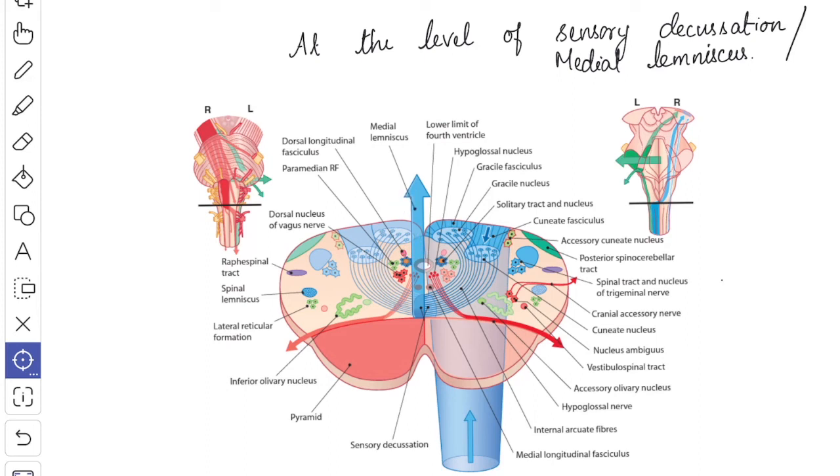The other features you can see in this picture: this is the accessory cuneate nucleus and this is the spinal nucleus of the trigeminal nerve and the tract. Here you can see the hypoglossal nerve nucleus, the dorsal nucleus of the vagus and the nucleus tractus solitarius, and this is the medial longitudinal bundle, and this is the lower part of the inferior olivary nucleus. And here you can see the spinal lemniscus. The lateral and the anterior spinothalamic tract come very close to each other and they form the spinal lemniscus.